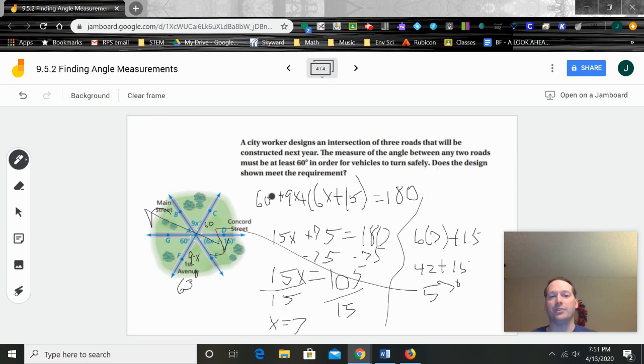So does the design shown meet the requirements? And the answer, obviously, to the question is no, because 2 corners have a measure of 57 degrees, which does not meet the at least 60-degree requirement.